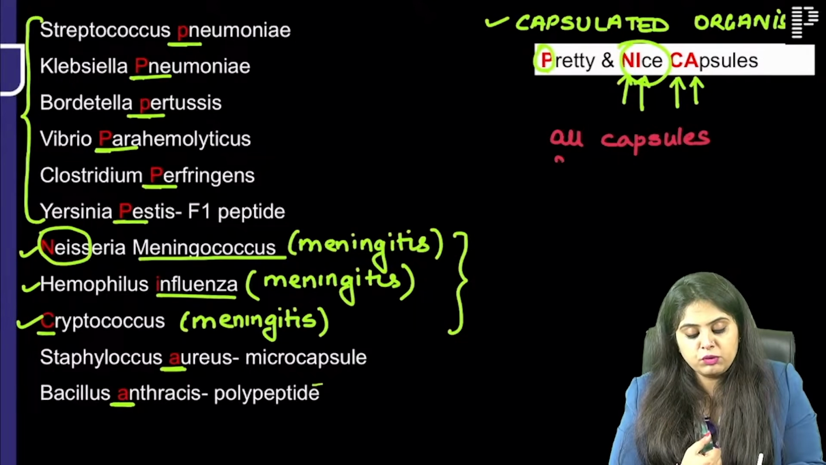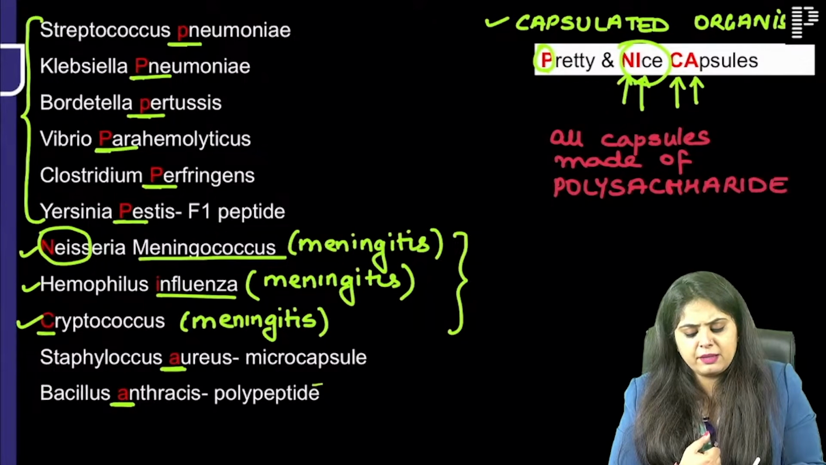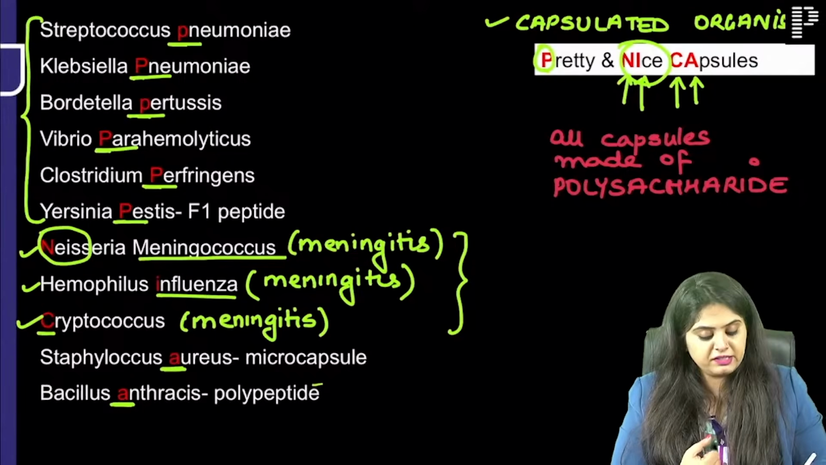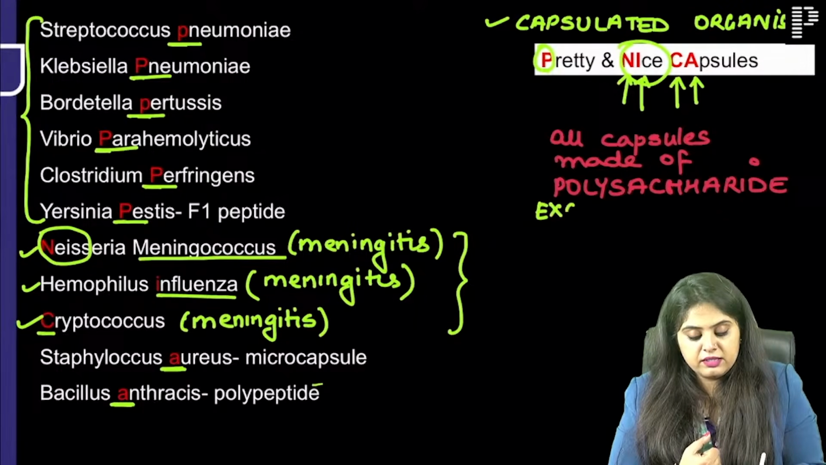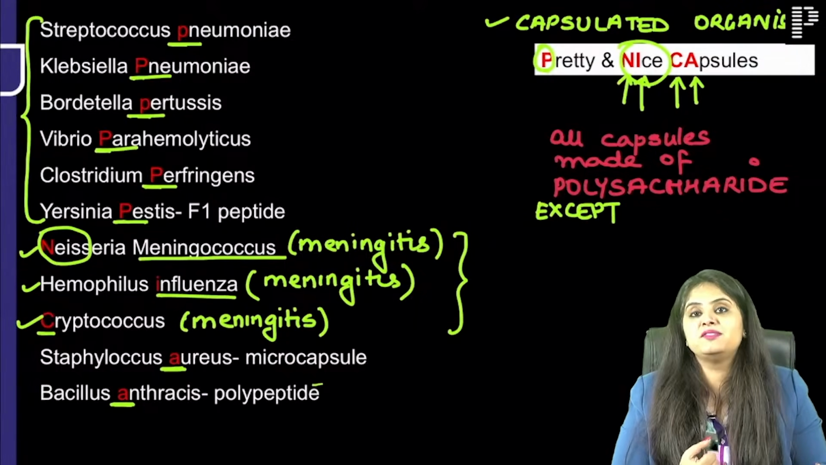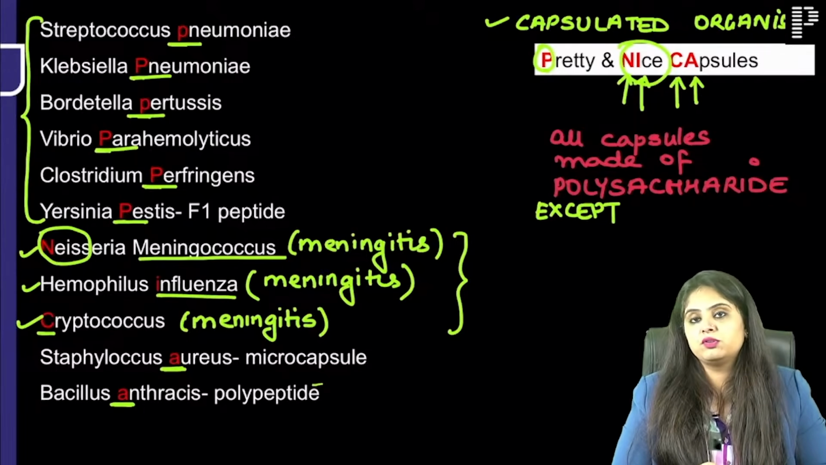All capsules, what are they made up of? All capsules are made up of polysaccharide. This is what you should have asked me: ma'am, slime layer, capsule, what are they made up of? They are made up of polysaccharides. However, the rule is that an exception will always be there.